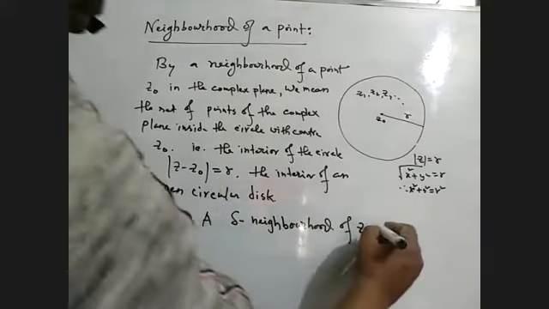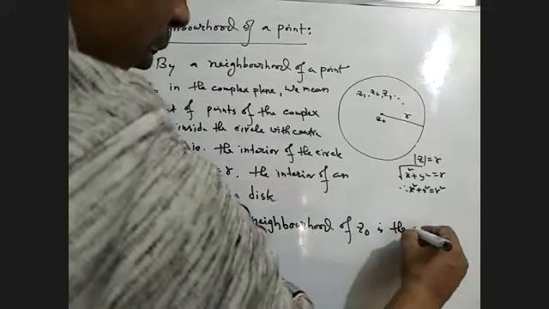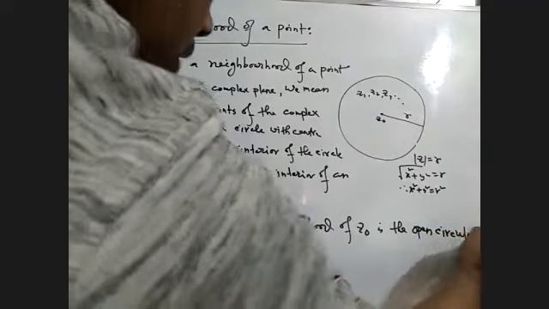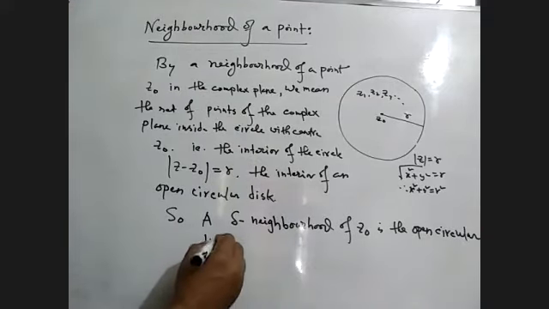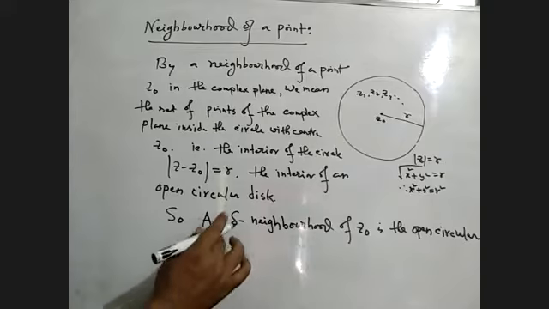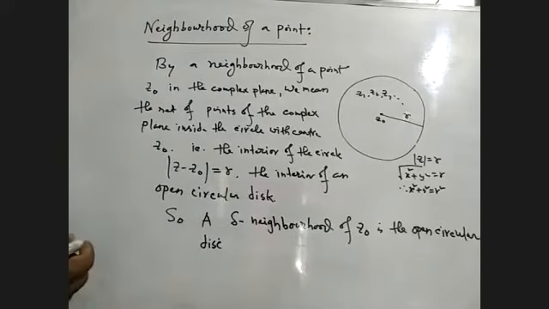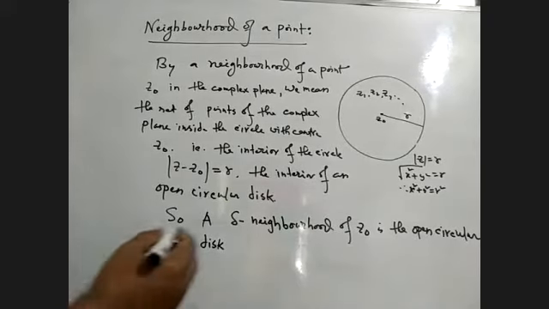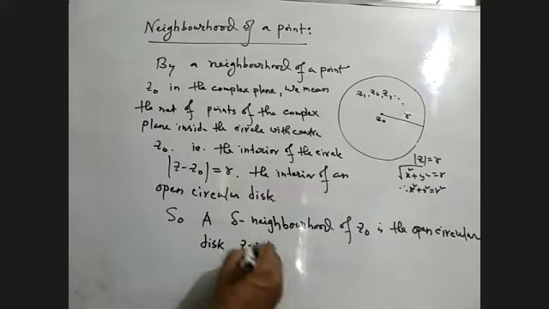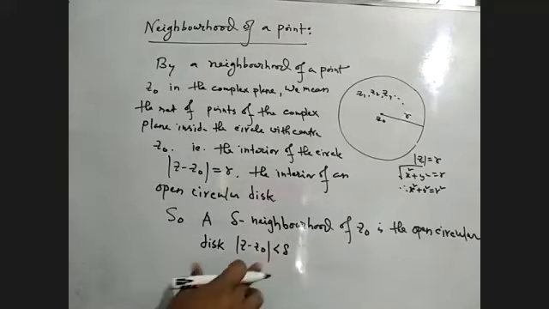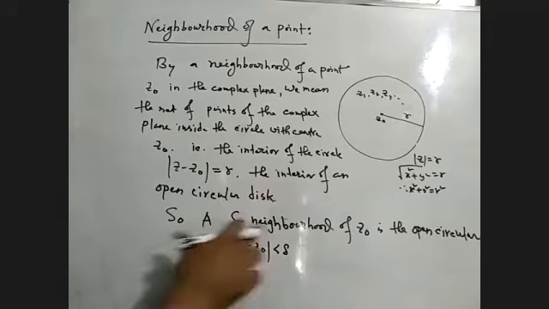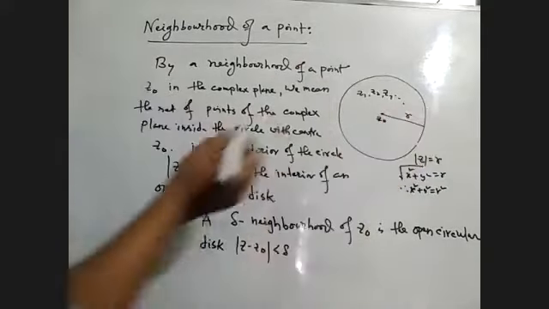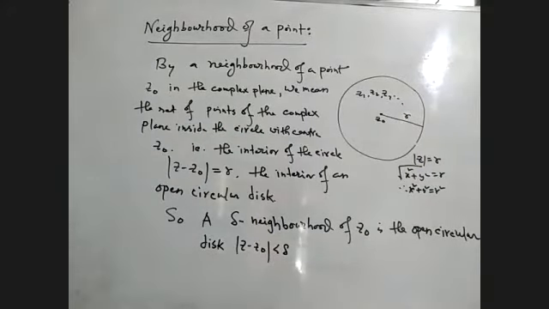is the open circular disk, which is modulus of z minus z naught less than del. Then the radius will be del. If it is del, then del neighborhood, and if r, then r neighborhood. So the radius will become del. Now what will be the deleted neighborhood?